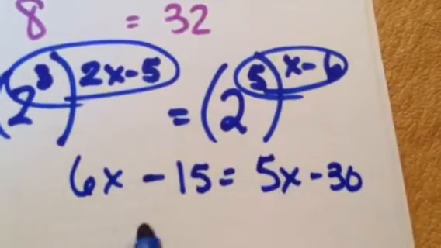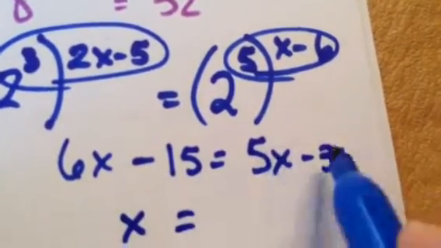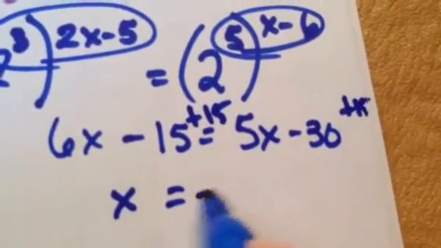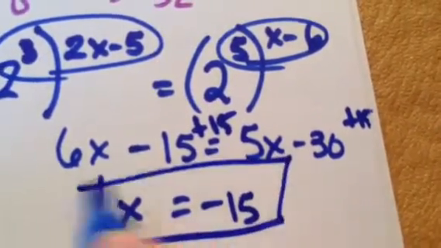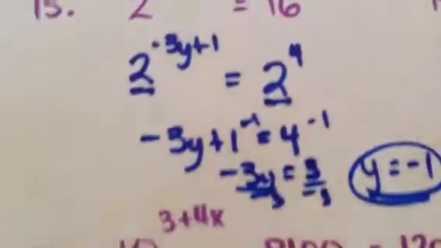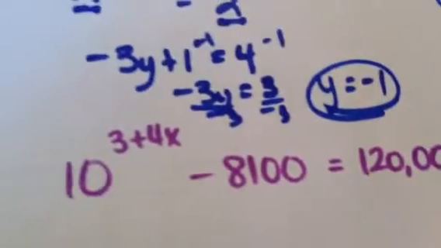Get your x's together, so it's going to give me x on this side, add 15 on this side, and that's going to give you negative 15, and that's it. So pretty simple right there. And that was number 19. And let's see. Jump down here.